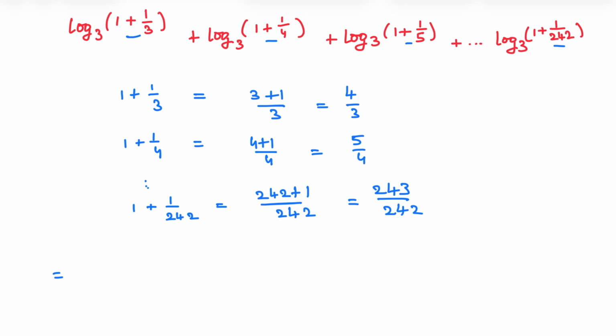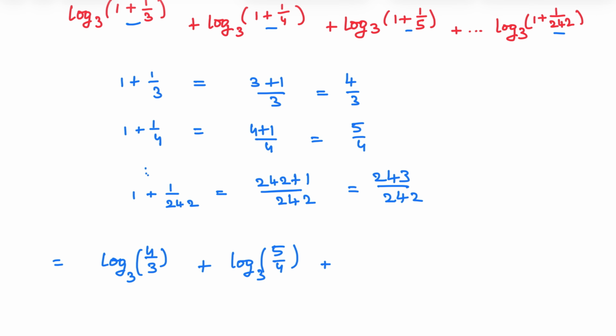It is equal to log 4 by 3 base 3 plus log 5 by 4 base 3 plus the value is 6 by 5. So log 6 by 5 base 3 plus so on, log 243 by 242 base 3.